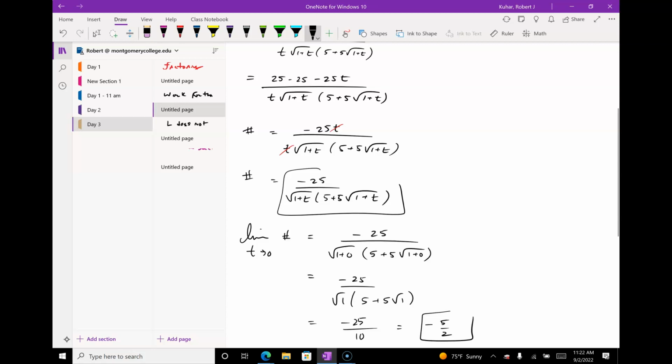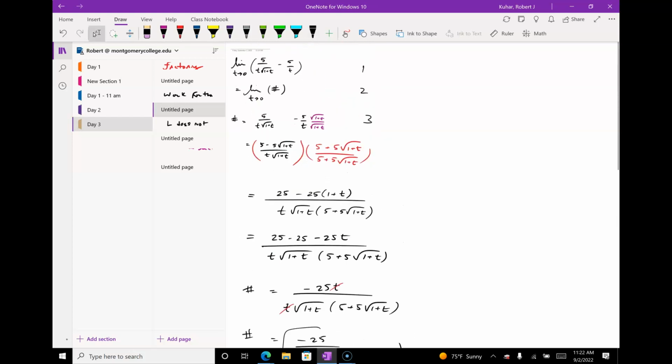On line 4 in black, that's what I had once I got my LCD. And then I'm seeing that I have a conjugate. I have a radical, right? I got 5 minus 5 square root of. And so that's where I'm using my conjugate.